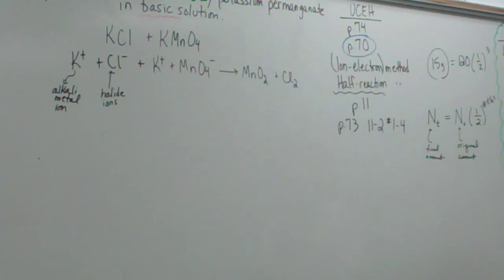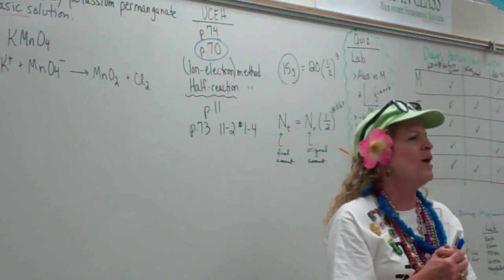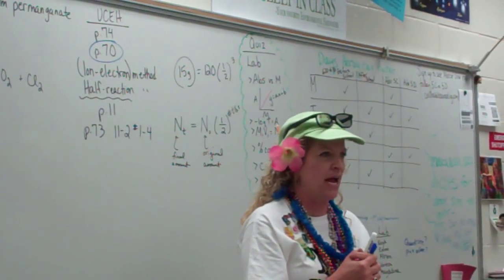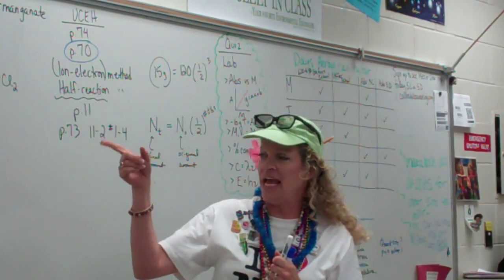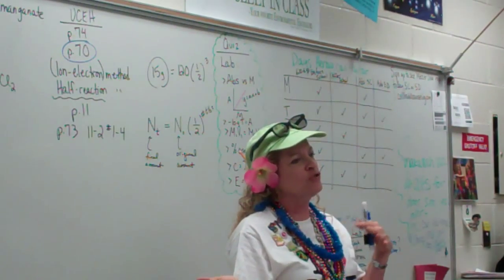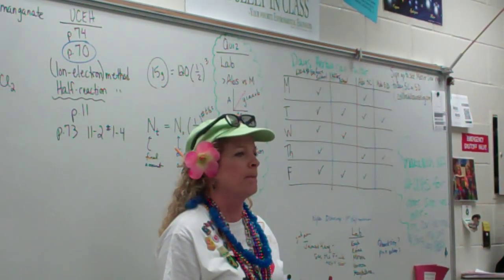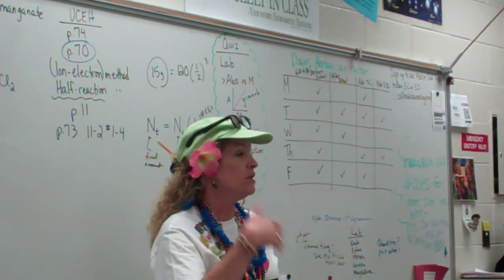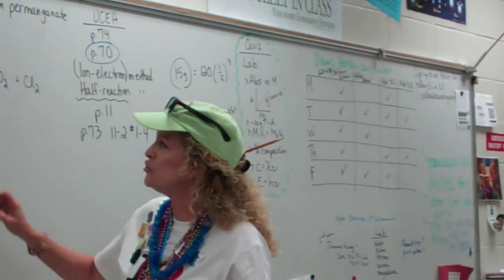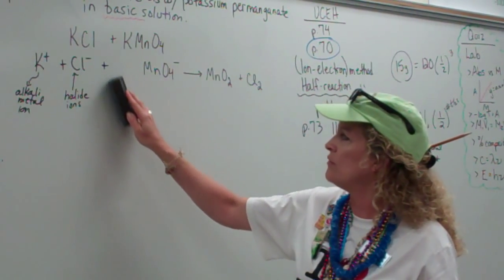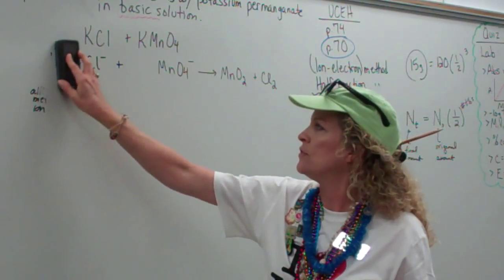All right. So clearly, what is not involved in this reaction? The K plus. And let's think back to when we did net ionic equations. What always was a spectator? The 1A metals. K plus. So we're actually going to erase these. Not involved. Okay?